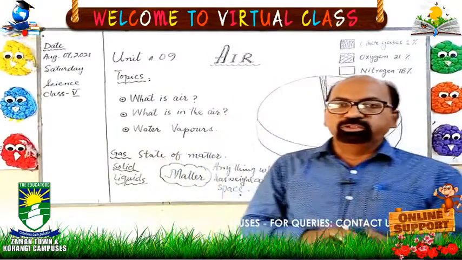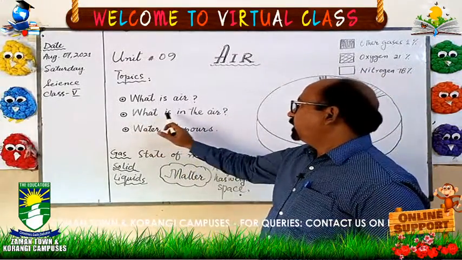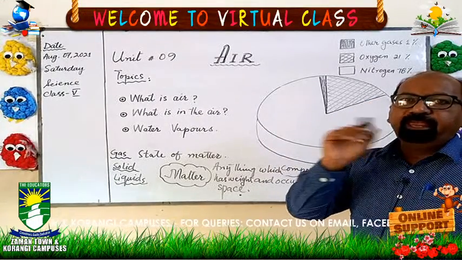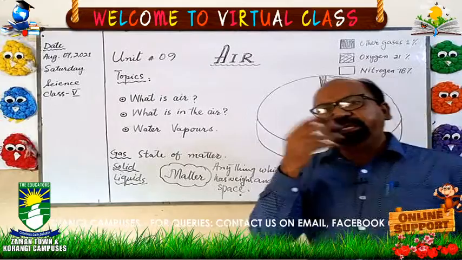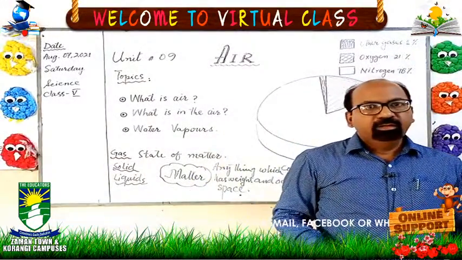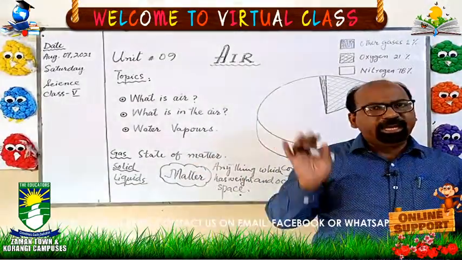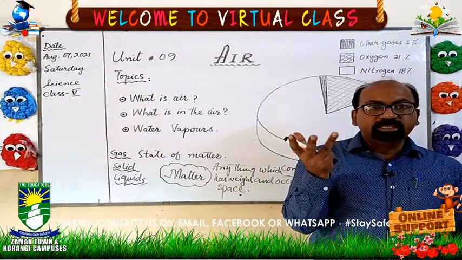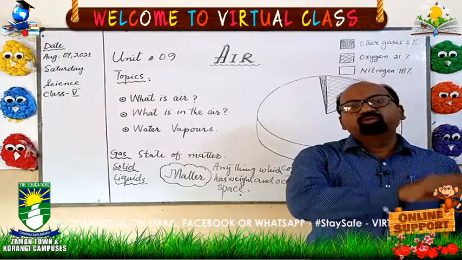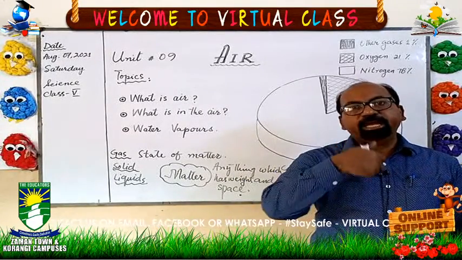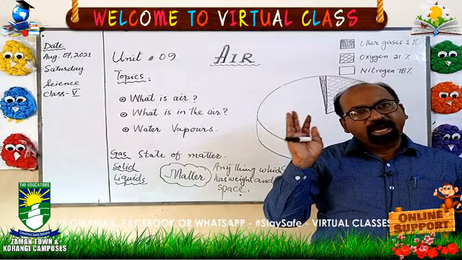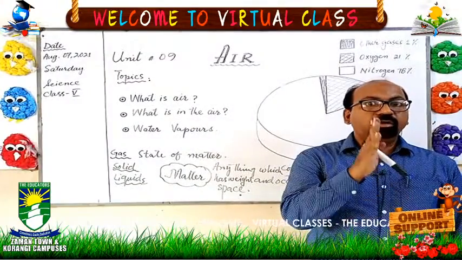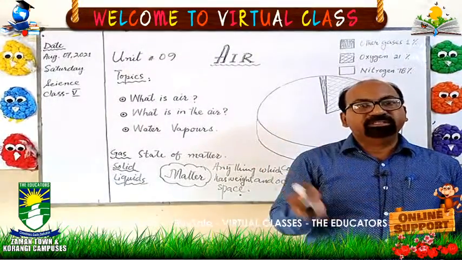Now come towards the second topic. What is in the air? When we breathe in, we take in oxygen. So does all the air have only oxygen? Oxygen is a gas. So does all the air which we take in have only oxygen? No. There are a lot of other gases which are present in air.